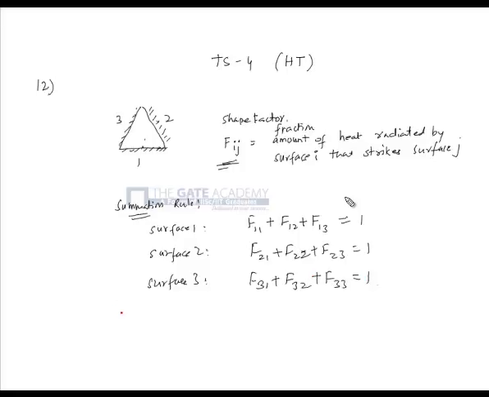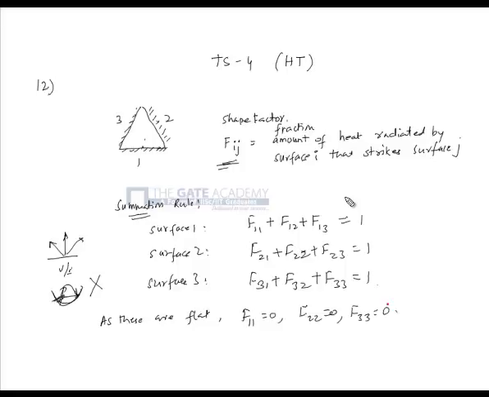Now clearly one thing we can see is that these are flat surfaces, they are not concave. Concave means whatever heat it emits may strike it back, but that doesn't happen here, because these are all flat. Flat means it just emits in all directions. So as these are flat, F11 is 0, F22 is 0, and F33 is 0.